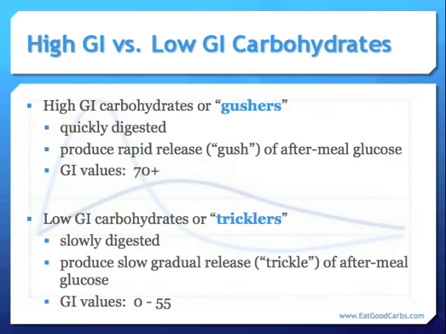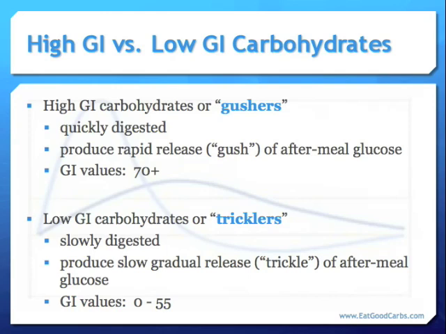There are essentially two types of carbohydrates with regard to their rate of digestion. High GI carbs, or gushers, are quickly digested and produce a rapid release, or gush, of after-meal glucose into the bloodstream. High GI carbs have values of 70 or more on the glycemic index.